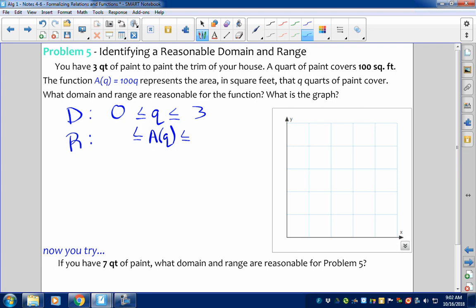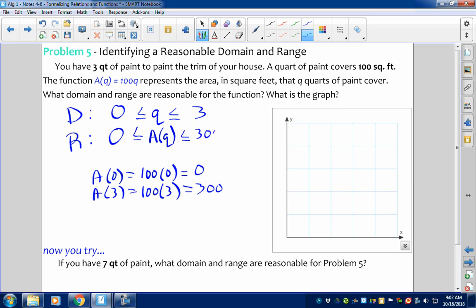So if I plug in 0 to this equation, A of 0 would equal 100 times 0, or 0. So if I put in A of 0, I get 0. That makes sense. If I don't use any paint, I can't cover any square footage, right? If I plug in 3, A of 3 is equal to 100 times 3. So the biggest amount of area that I could cover would be 300. And so by plugging in the endpoints of the domain, we get the endpoints of the range.